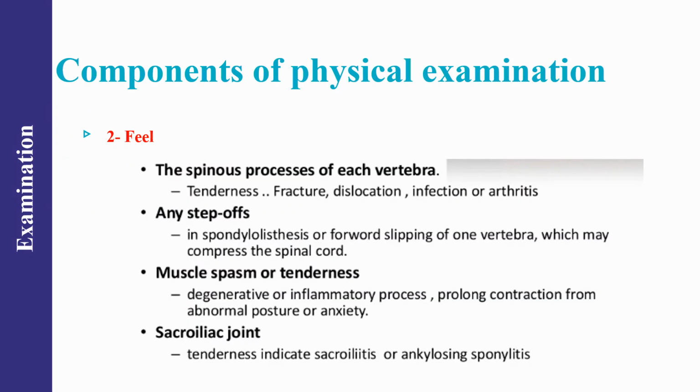Next is the palpation, that is, feel. So the spinous process of each vertebra at the center has to be examined. If there is any tenderness, it shows that it's a fracture, dislocation, or infection, or arthritis. So when you palpate from the top, you can feel a step off in spondylolisthesis. So look for any muscle spasm. The muscle will be tight. It's suggestive of any degenerative or inflammatory process. Also, the tenderness over the sacroiliac joint has to be elicited, which indicates sacroiliitis or ankylosing spondylitis.